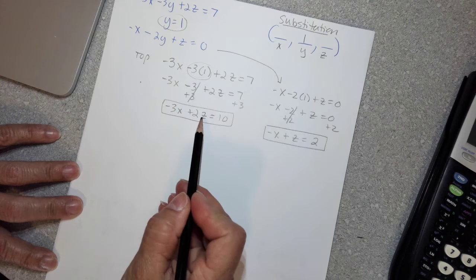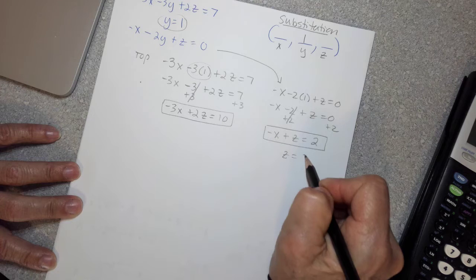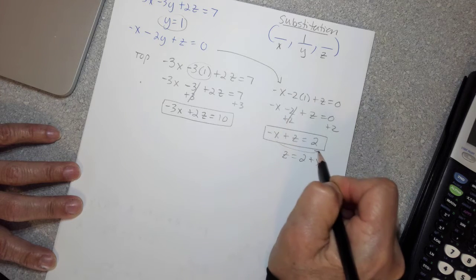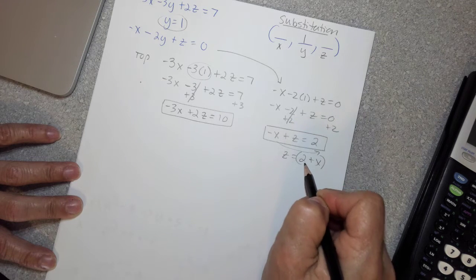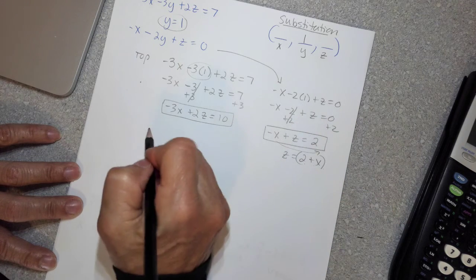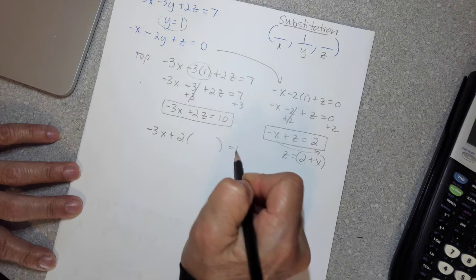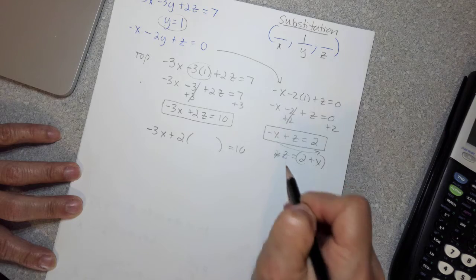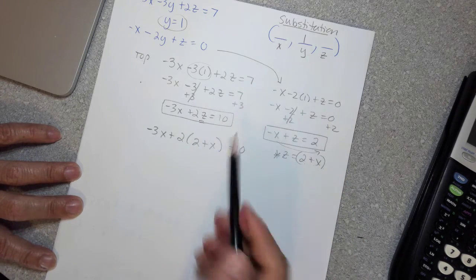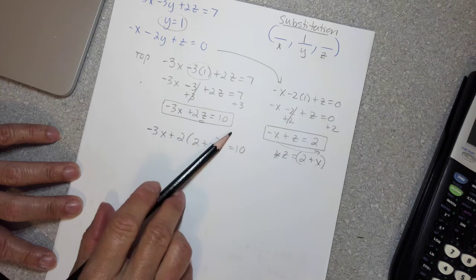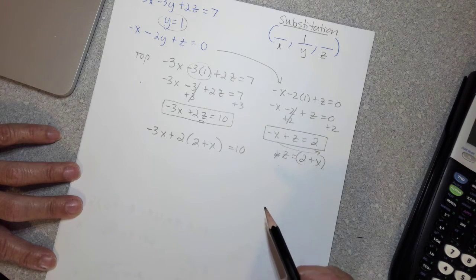This one looks like a mess, so I'm going to pick one of these. And z looks really easy to get alone because all I have to do is add that x over to the other side. So now I know that z can be replaced with 2 plus x. So I go over here and I do exactly like the name says, and I substitute where there was a z in this equation, I put in a 2 plus x. Everything else stays the same, negative 3x, the 10. The only thing I did was replace, or substitute, for that z.